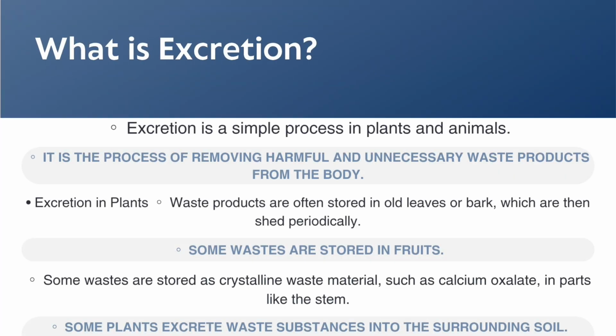Excretion is the process of removing harmful or unnecessary waste products from the body. In plants, this process is much simpler compared to animals. Some waste products are stored in old leaves, bark, or fruits, which eventually fall off. Others are stored as crystals like calcium oxalate inside plant tissues. And sometimes, plants release waste directly into the surrounding soil. Interestingly, some waste products, like gum and resin, are even useful to humans.